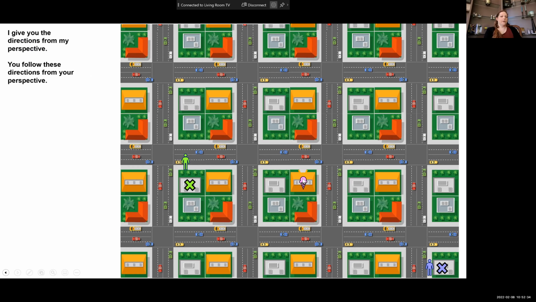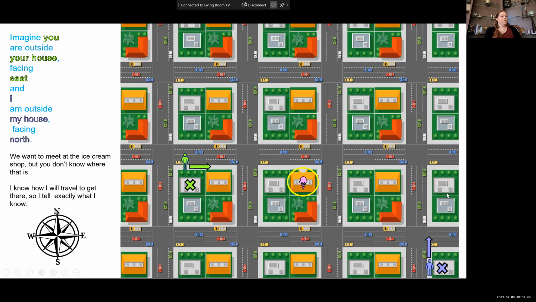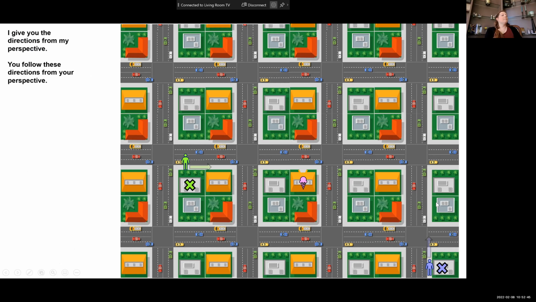I didn't mean to click that one quite so fast. Whoop, whoop. Oh, wait. I went back. Sorry. So I know how I'm going to get there. So I'm going to tell you what I know. I'm going to give you directions from my perspective, and you're going to follow these directions from your perspective.